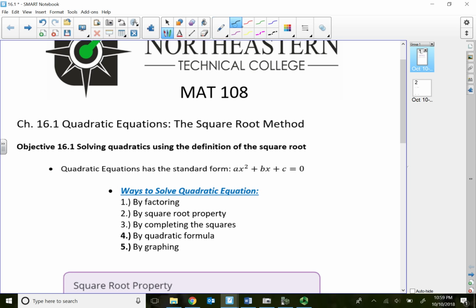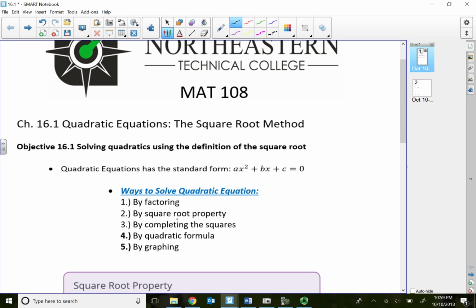Before, we just solved by factoring because those problems were factorable. When we run into problems that are not factorable, we can use the technique called the square root property. Another way is called completing the squares, or solving by quadratic formula. Now in Math 110, our college algebra course, we will show you how to solve quadratic equations by graphing.